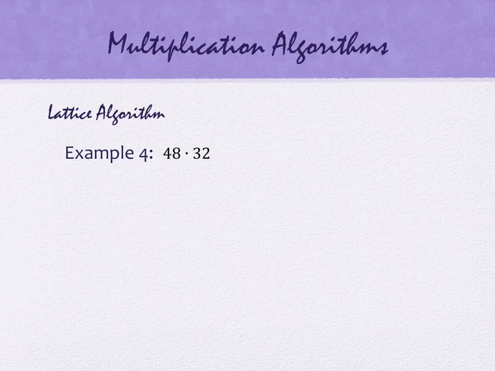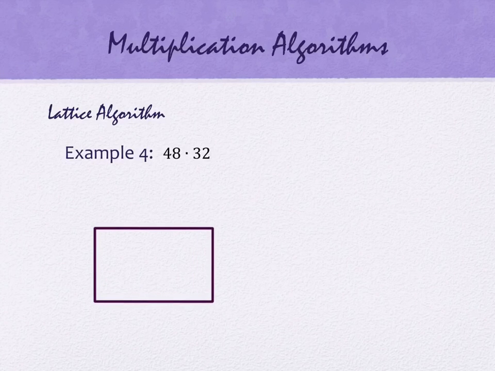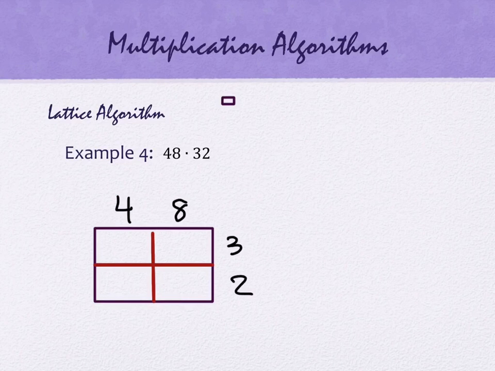Okay, so what we're going to do is same numbers as before, 48, 32, and we're going to draw a square grid, and we're going to divide it into half and half again. So it starts out looking like partial products. Now, instead of writing down 40, we write down 4 and 8, 3 and 2. So we use the single digits. We don't use the place value that they're in. We just use the single digits.